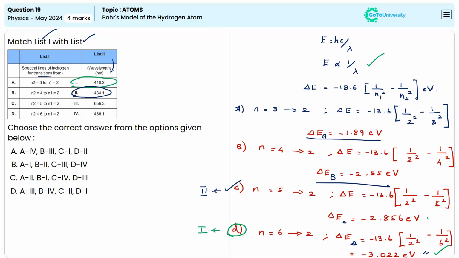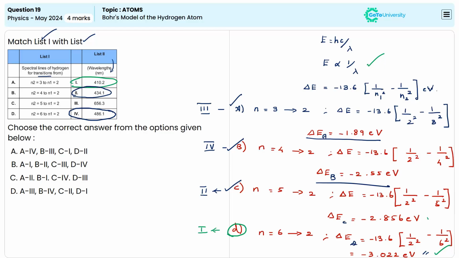Next, transition B has the third highest energy difference, so it will have the third shortest wavelength. When we check list 2, option 4 has the third shortest wavelength. So we can match option B from list 1 to option 4 in list 2. Similarly, we can match option A with option 3 in list 2.